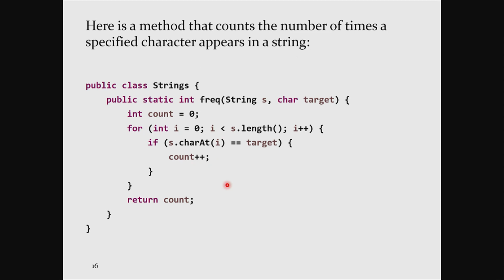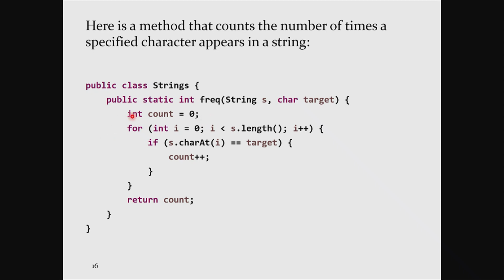And now here's a method that counts the number of times a specified character appears in a string. I've got my class called Strings with an S, and a public static method that returns an int. Its name is freq, short for frequency. It has two inputs: a string s, and a character called target. This method is going to count how many times the character target appears in the string s.